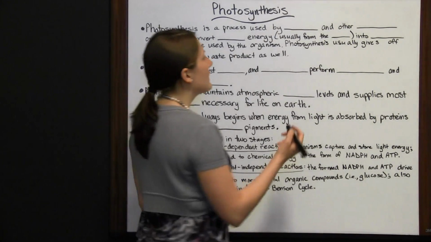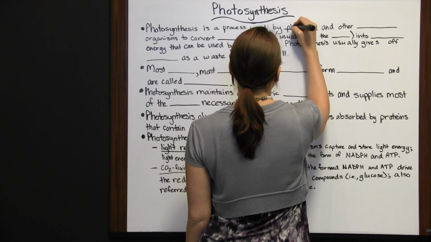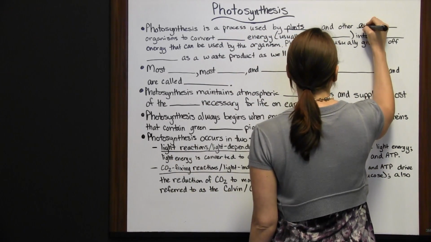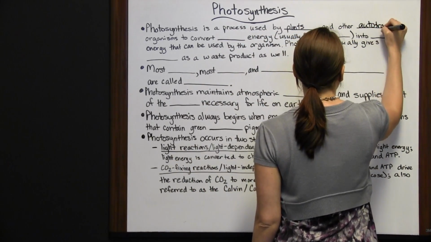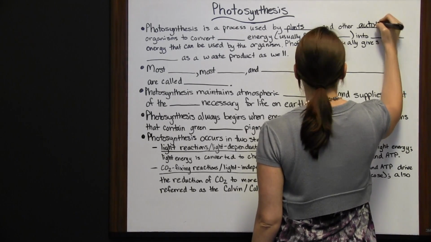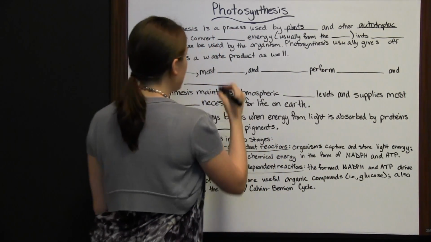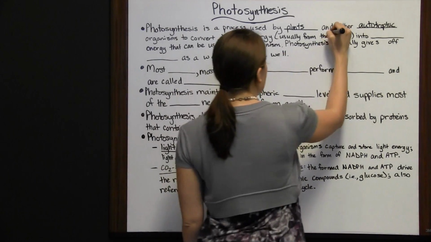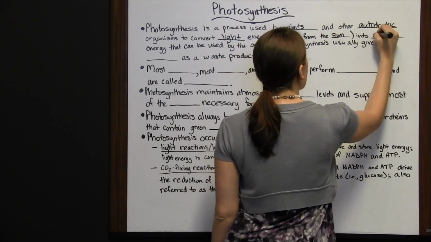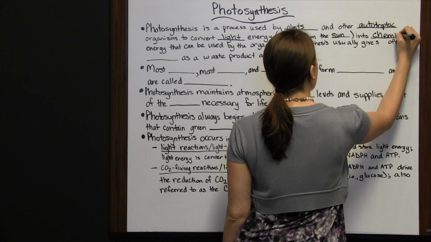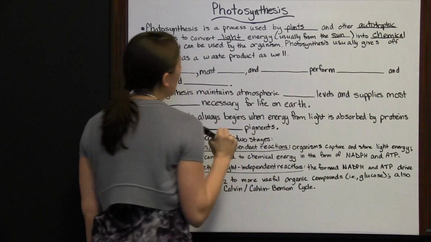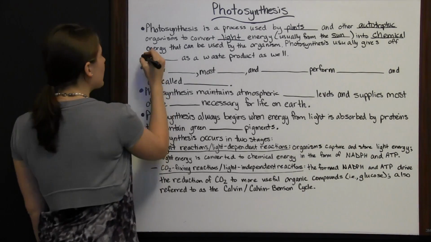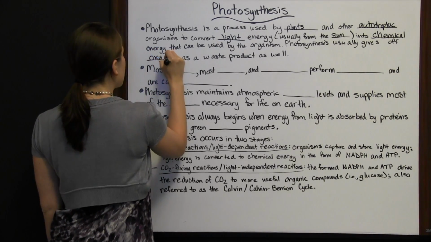Photosynthesis is a process used by plants and other autotrophic organisms to convert light energy, usually from the sun, into chemical energy that can be used by the organism. Photosynthesis usually gives off oxygen as a waste product as well.